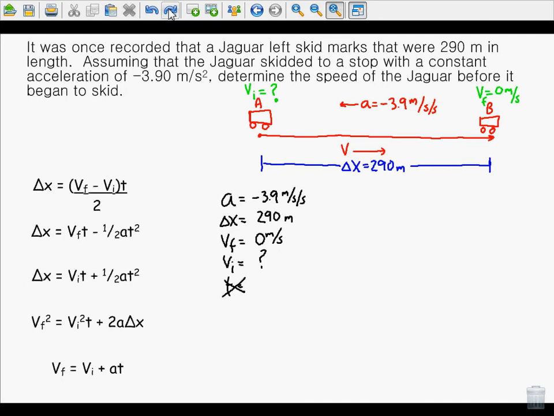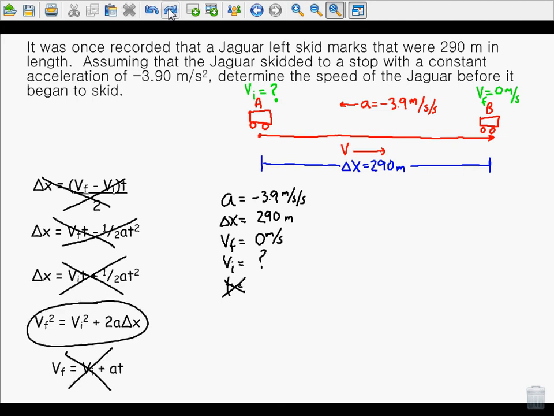So the first equation has time, which means I can't use it. The second equation also has time as a variable, which means I can't use it. The third equation also has time, which means I can't use it. The fourth equation, oops, that's written incorrectly. So the fourth equation does not have time in it, and the fifth equation also has time in it. So it's this fourth equation that I can use because it does not have time in the equation as a variable. So what I'm going to do is work through the problem.